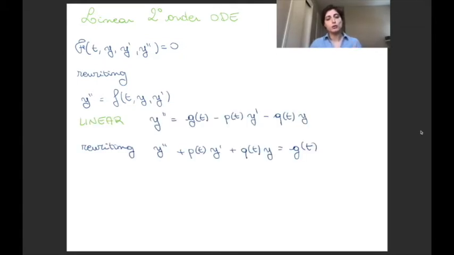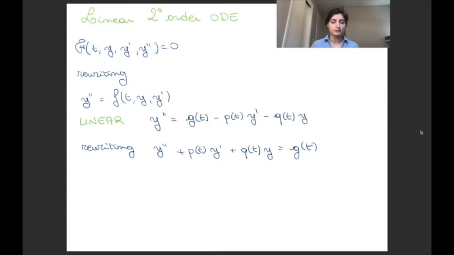And now we also want to impose on our ODE that it be linear. That means that no terms that have both y prime and y can appear on the right hand side. So we have a term that has only the time that we call g, a term that has y prime multiplied by a function of time, and a last term that is y multiplied by something that is a function of time only. We usually like to rewrite it as y second plus a function of time times y prime plus a function of time times y equals a function of time.